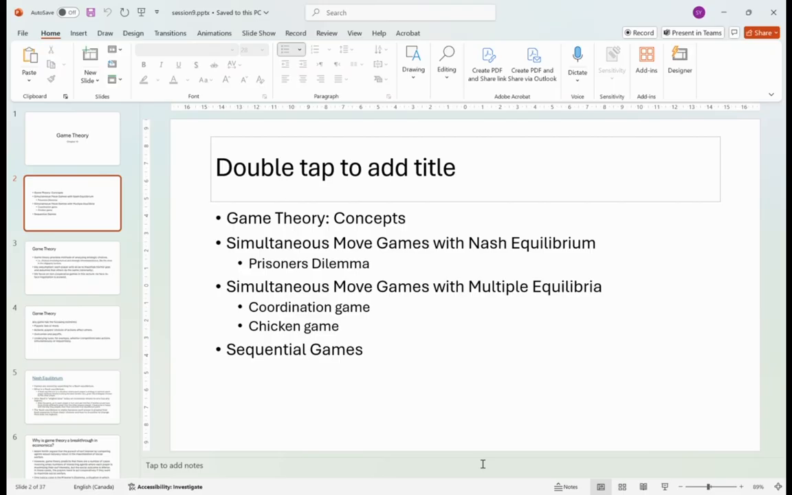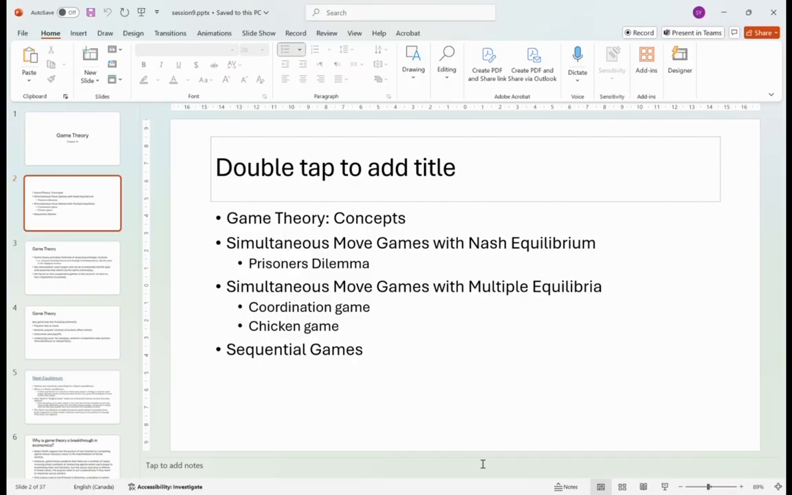So for this lecture, we are going to first review the concept of game theory. We are going to review the terms and the definitions of game theory. And then we are going to review, first of all, simultaneous games when there is only one equilibrium, right? The Cournot model, like the Bertrand model, when both firms, both players, are moving and deciding at the same time, and there is only one equilibrium.